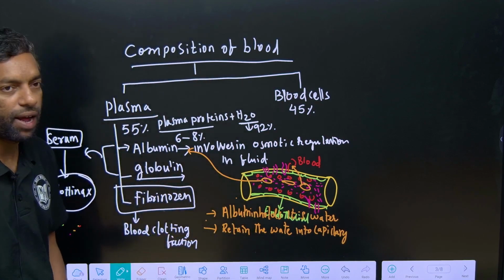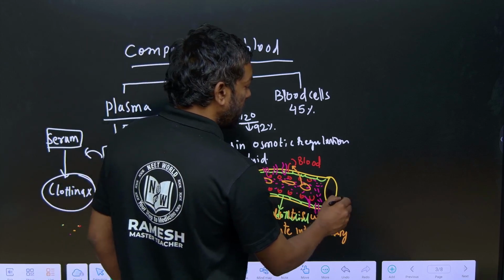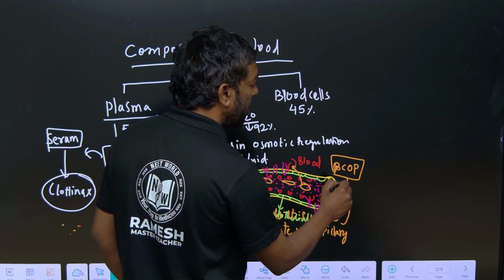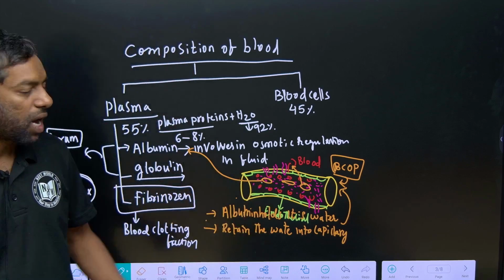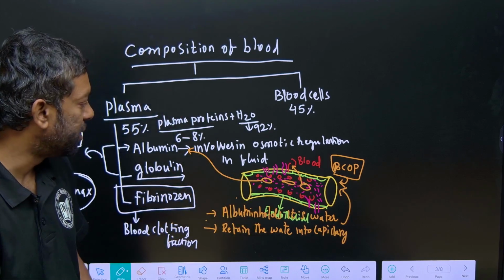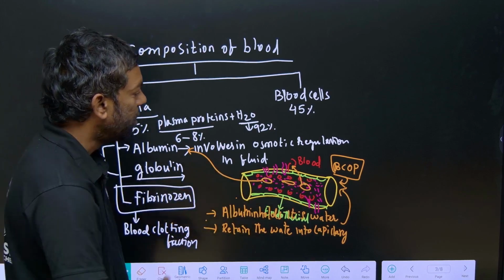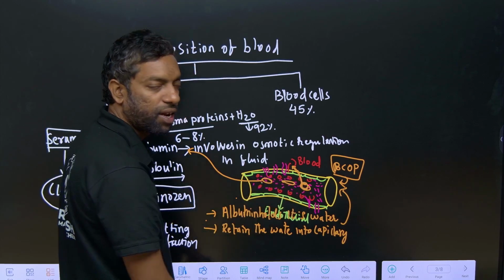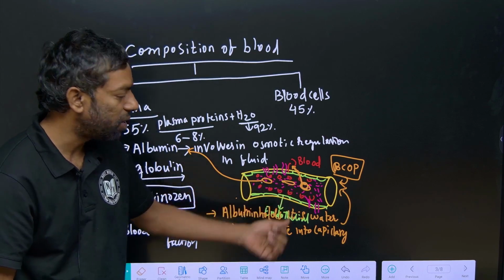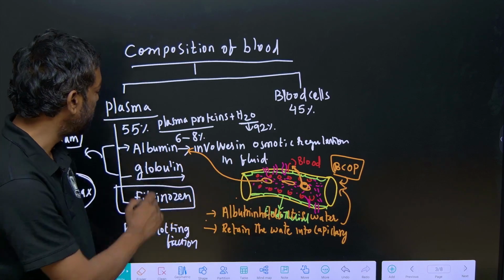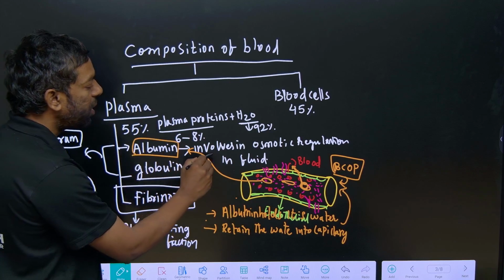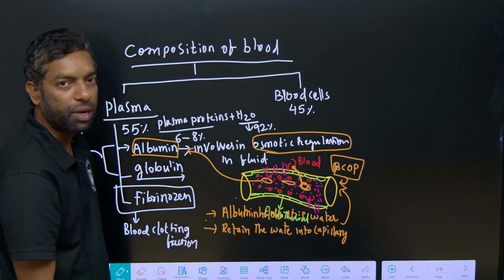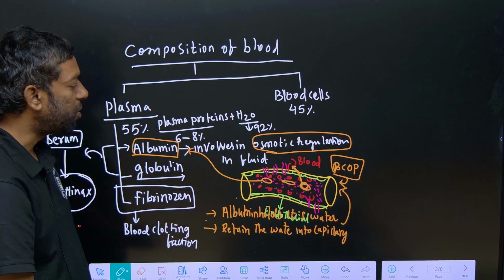We call this blood capillary osmotic pressure. So albumin is involved in osmotic regulation, creating a pressure that retains the water lost from the blood vessel, because it is the largest protein located in the blood vessel. Albumin is involved in osmotic regulation, which retains the water in the capillary again.